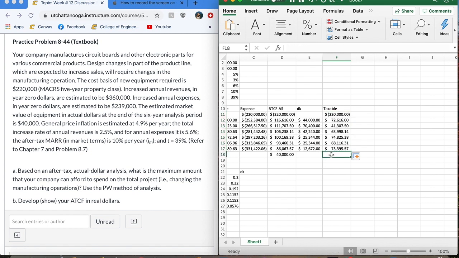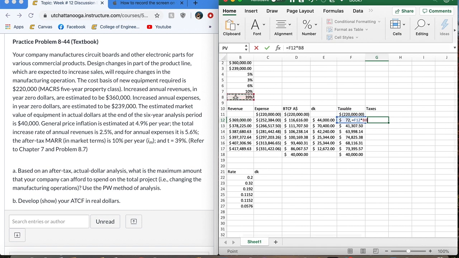And then again, we're going to move this part over as well, so we don't forget about it, leaving it off beforehand. So now to calculate the taxes on each year, we're going to take the taxable amount. Well, we don't have to do it for year 0. We're going to do it starting year 1. You take the taxable amount here and multiply it by your tax rate that was given in the initial problem.